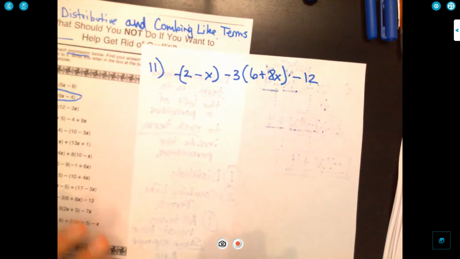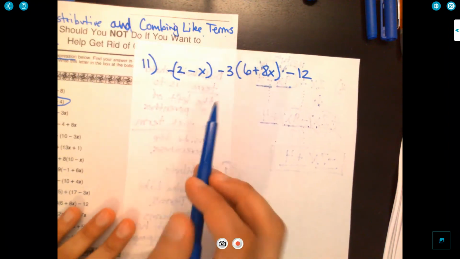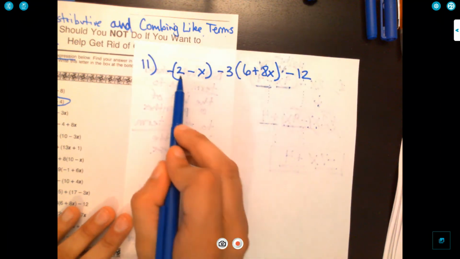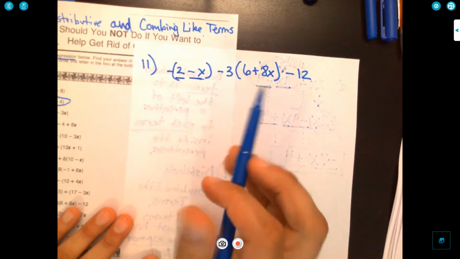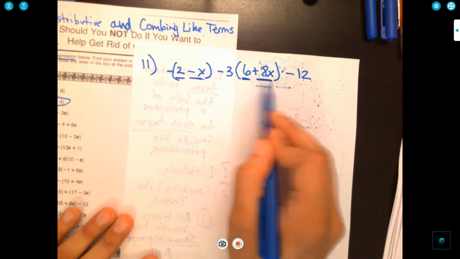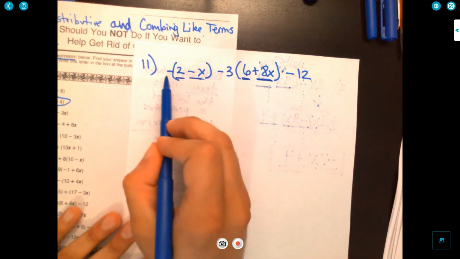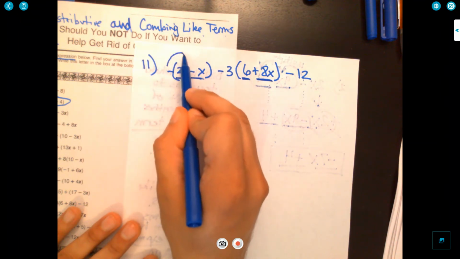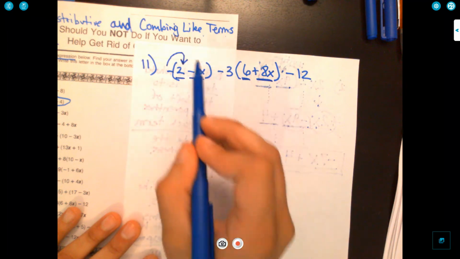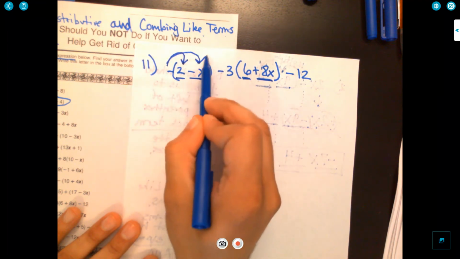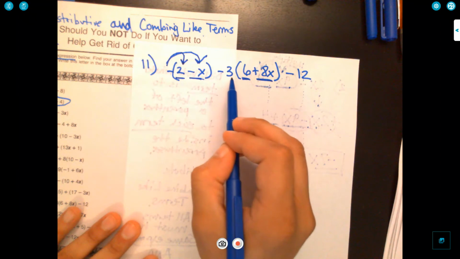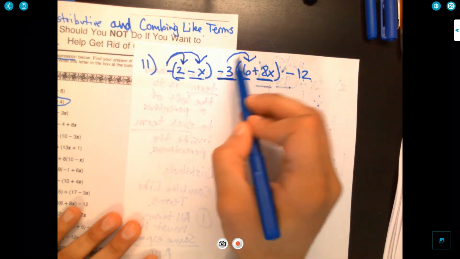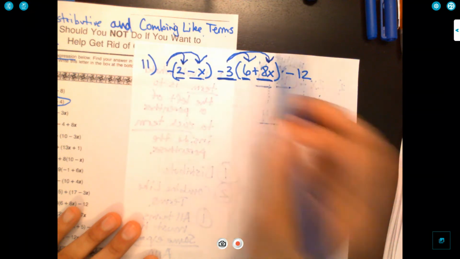All right, so first step, remember, is distributive. So that means we're going to look inside the parentheses and find out how many terms. We have positive 2 and negative x as terms, positive 6 and positive 8x as terms. We have a negative sign out to the left, so the term out to the left is a negative 1. So we're going to distribute, which means to multiply that negative to positive 2 and that negative to negative x. Same thing over here. We have a term of negative 3, and that's going to be distributed to the positive 6, and that's going to be distributed to the positive 8x.